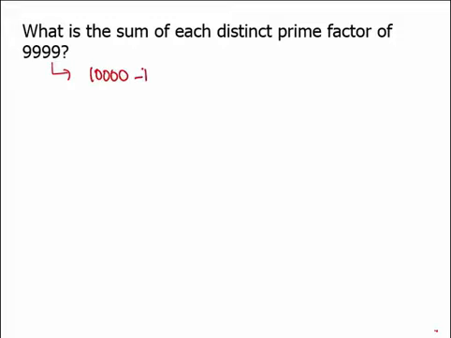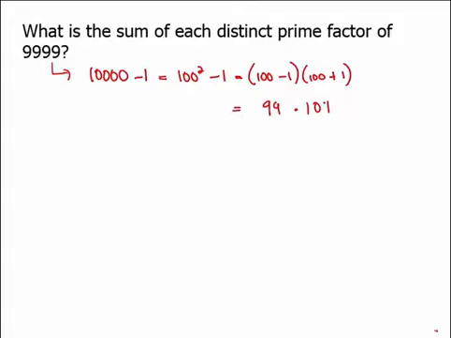Because it's 10,000 minus 1, or 100 squared minus 1, we can factor this according to the difference of two squares pattern. And so this would be factored into 100 minus 1 times 100 plus 1. And of course that would be 99 times 101. Now 99, we can factor into 9 times 11, or 3 times 3 times 11.